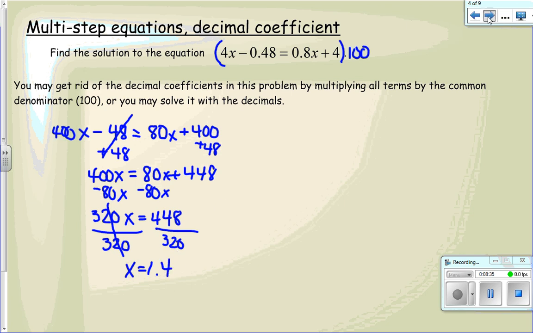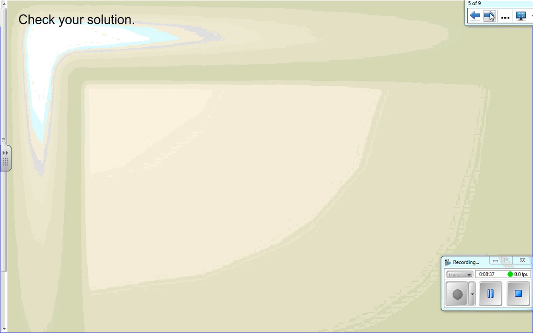So, of course, we're going to have to turn around and check it by plugging our value for x back into the original equation. So I'm going to start with my original equation, which is 4 times x. So I have 4 times, and for x we're going to put in 1.4 minus 0.48 equals 0.8 times x, which is 1.4 plus 4.